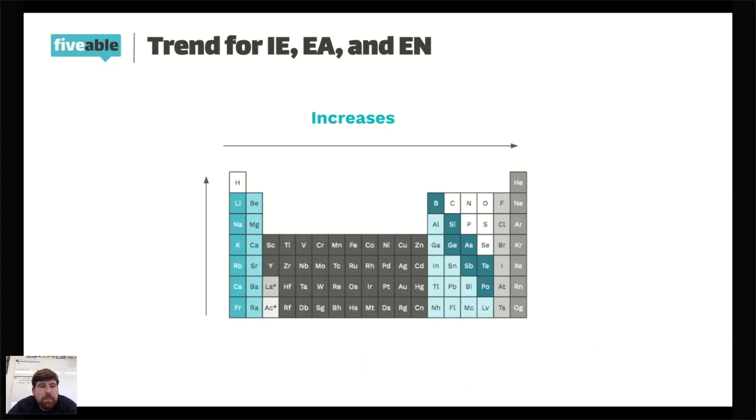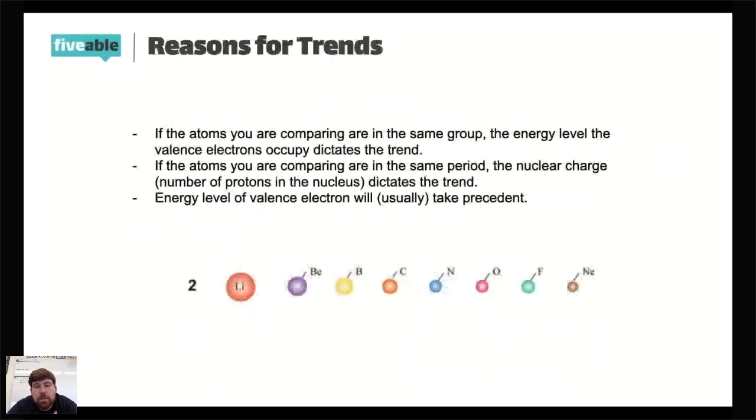So if the atoms you are comparing are in the same group, once again, up and down, then the thing that dictates the trend is going to be the energy level the valence electrons occupy. Remember, energy level describes the distance of the electron from the nucleus. So if the electrons are further away in a higher energy level, the atom is going to be larger. And that's why as you move down the group on the periodic table, the atoms get larger. That follows the trend as we would kind of expect.